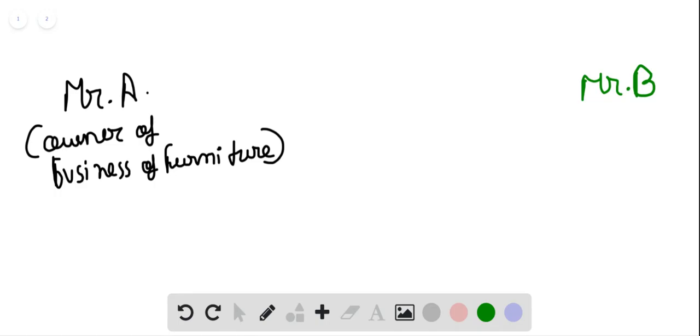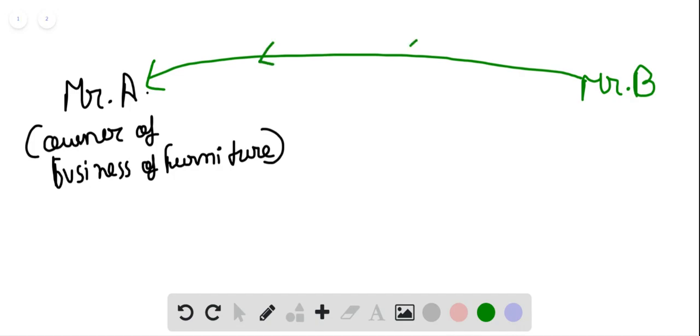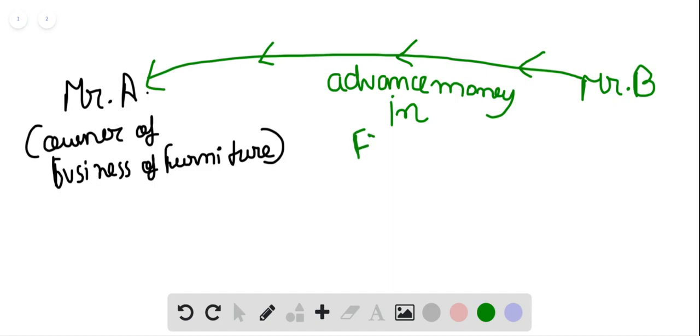Mr. B frequently purchases furniture products from Mr. A, like chairs, tables, all sorts of products. And Mr. B said, okay, I will pay you advance money in this financial year, and you can deliver the goods like chairs and tables in the next financial year. So advance money has been received in financial year 1.